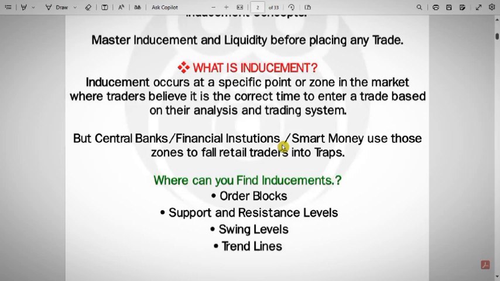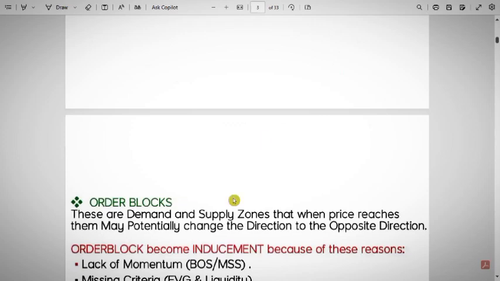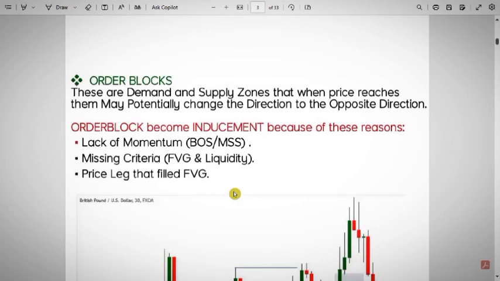When you talk about swing levels, you're talking about the swing highs and swing lows. You can say swing points. Now let's talk about order blocks. We call them order blocks, Jamaican style.